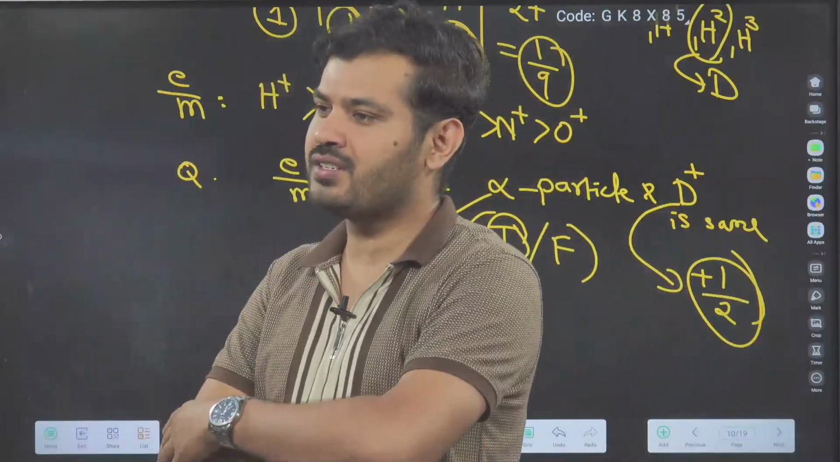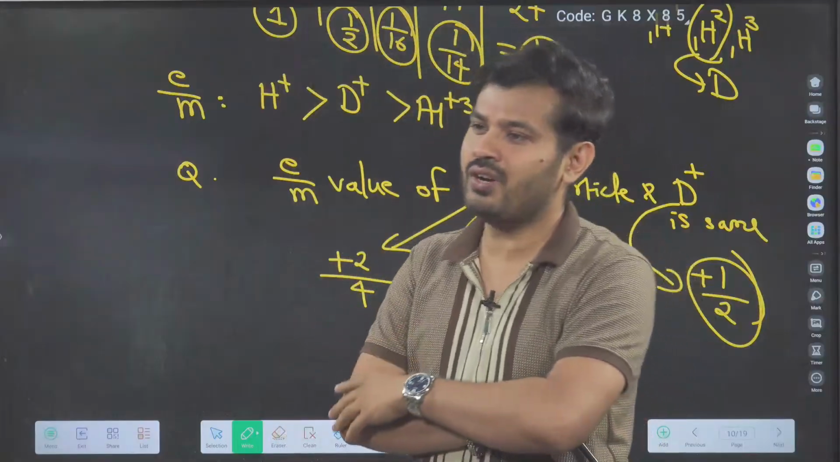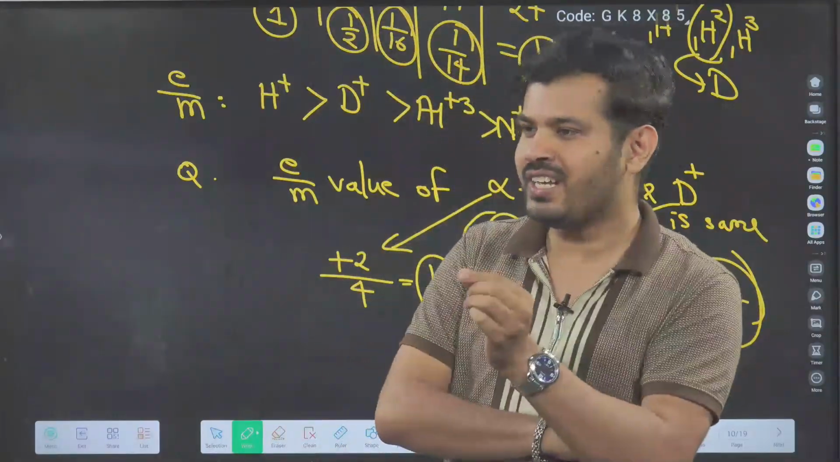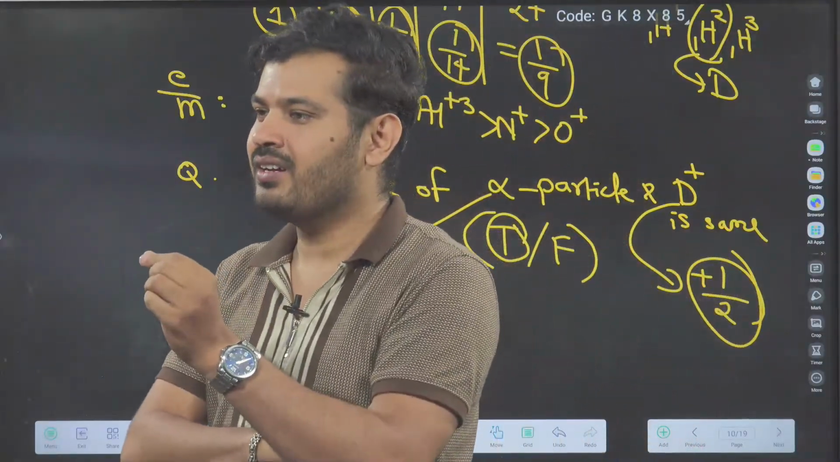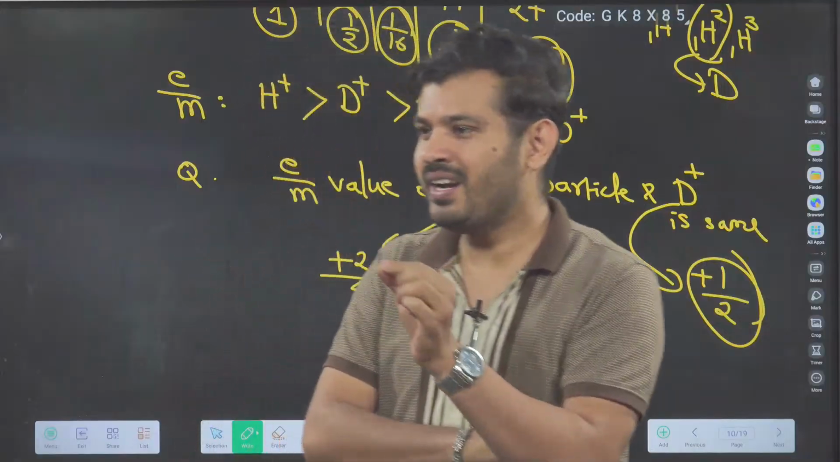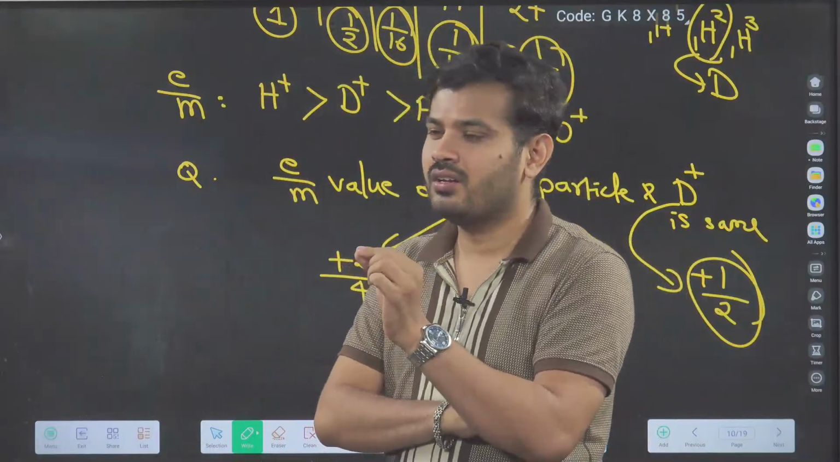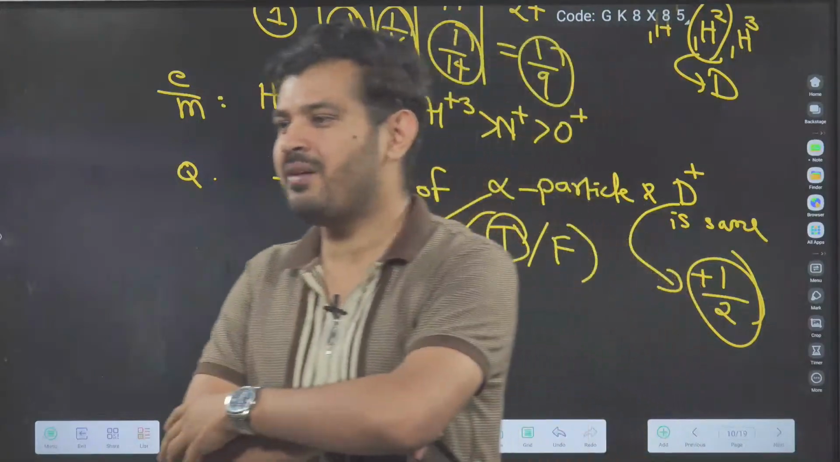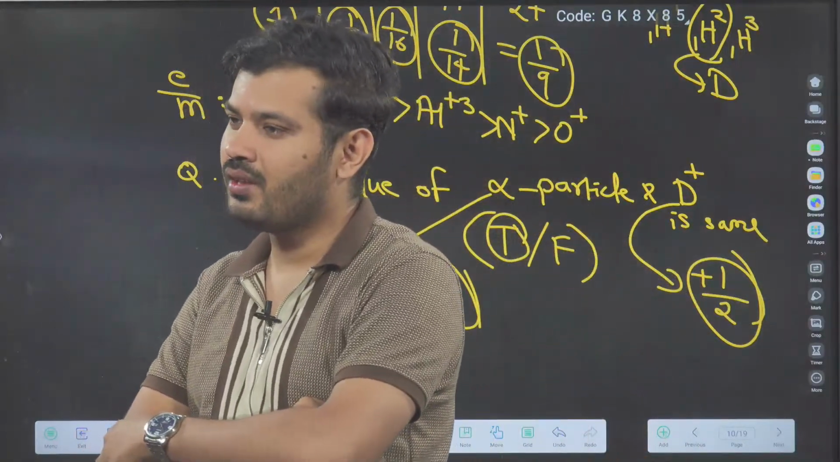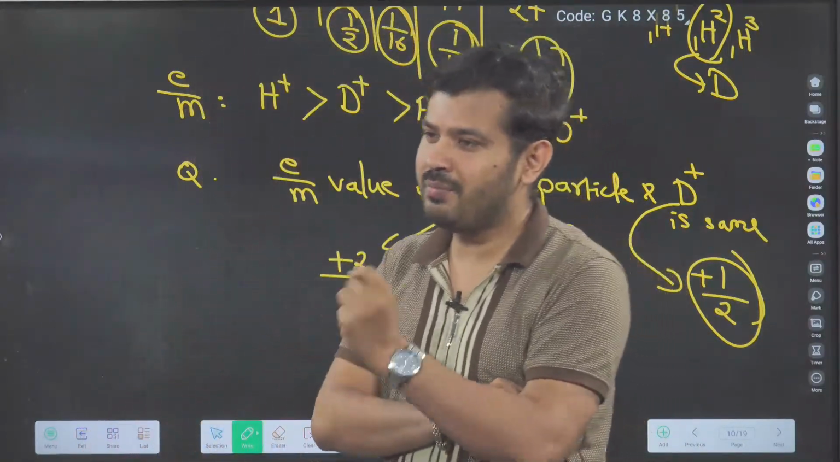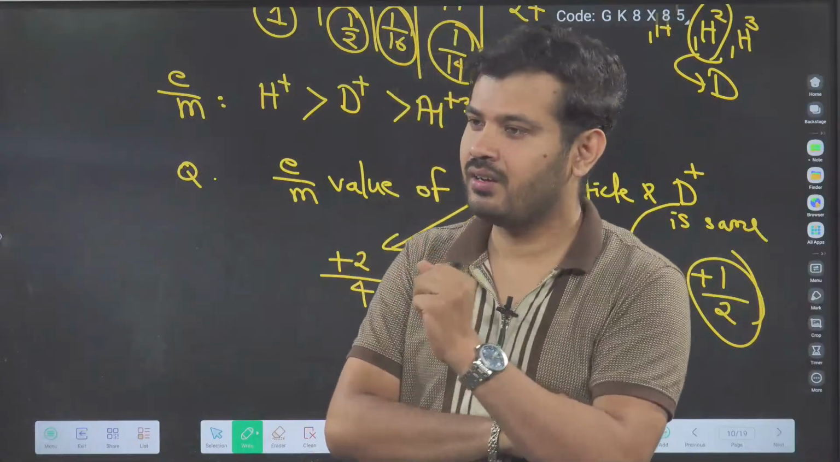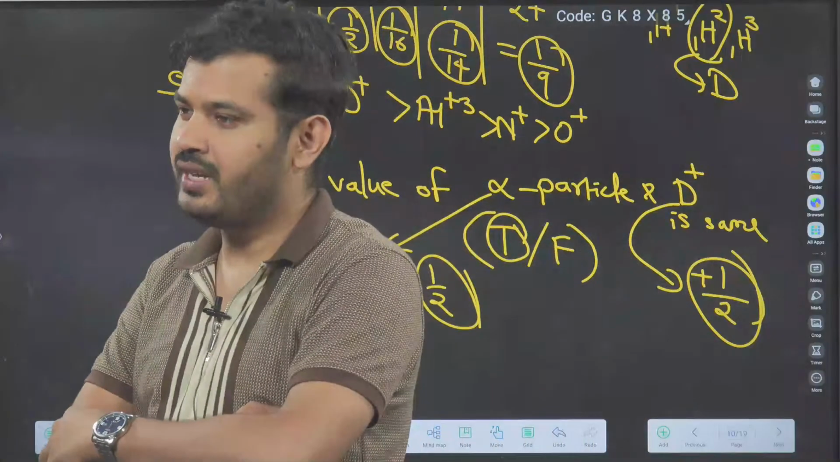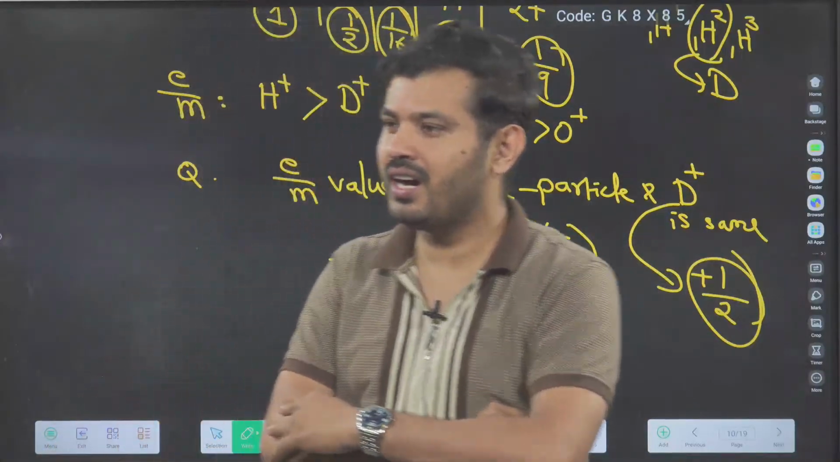Next, what we have discussed is that the E by M value in the cathode ray experiment is always fixed, but that is not fixed in the anode ray experiment, because in the anode ray experiment, the nature of the ray depends on which parameter? Yes? Gas. Very good, Arya, very good.